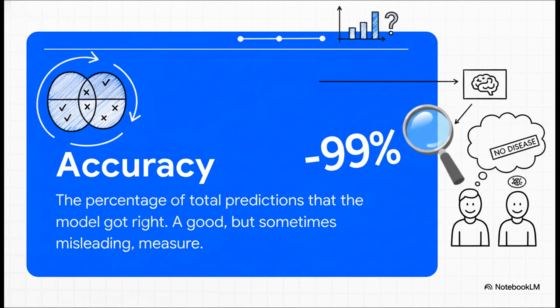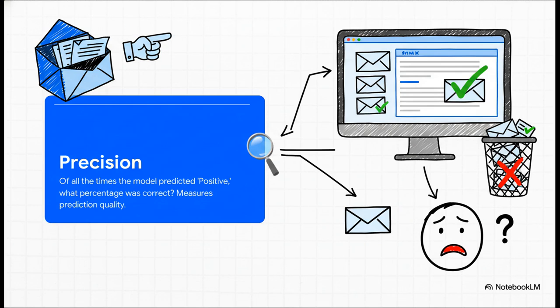Think about it. If you're trying to detect a rare disease that only 1% of people have, a model that just guesses no every single time will be 99% accurate. But it's also completely, utterly useless. That's why we need smarter metrics.